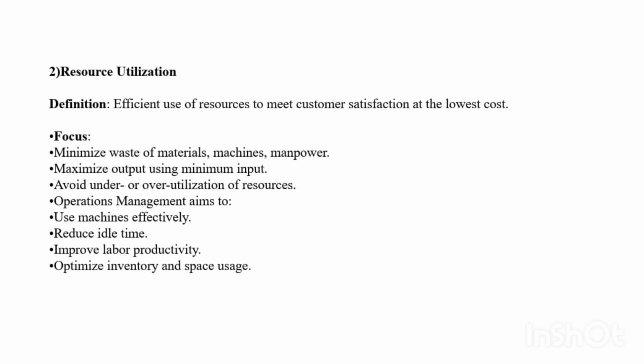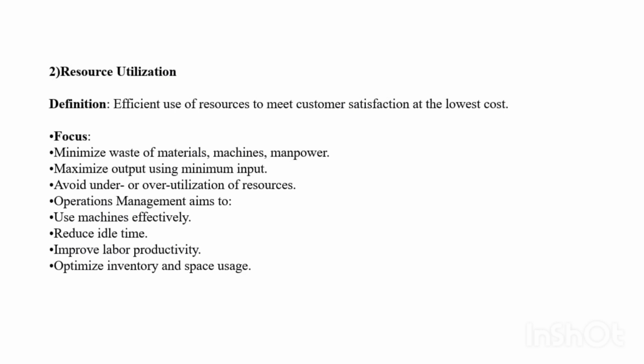So the main focus area of resource utilization is to minimize waste of materials, machines and manpower. Material waste means, for example, cutting excess cloth in a garment factory, and machine waste means you must not run machines empty. Manpower waste means you shouldn't keep 5 workers for a 2 worker job, and the goal is every input should add value. The next one is maximize output using minimum input.